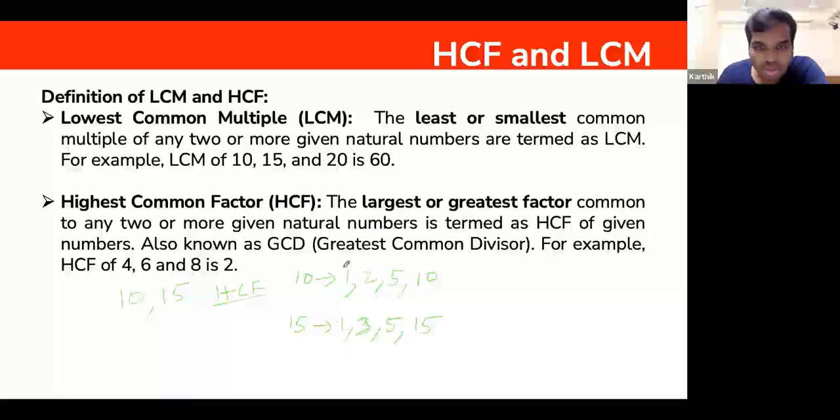Now, what is the common number? 1 is definitely common, correct? And the next common number is 5, right? In this, which is highest? 5. So that is HCF.